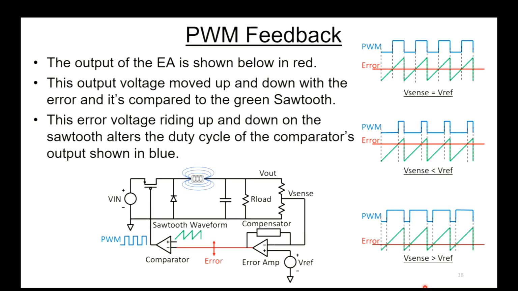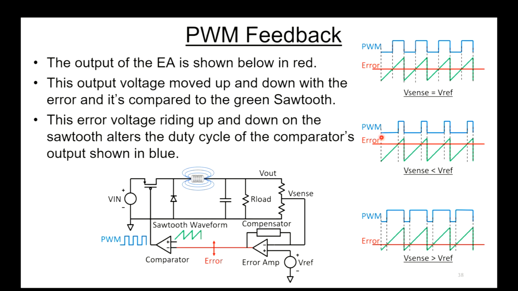So the output of the error amp is shown here in red, and it's going to move up and down with the error. And it's compared to this green sawtooth waveform. The arrow riding up and down on the sawtooth alters the duty cycle of the comparator, shown in blue. And I show three different examples over here. One is, let's say the error was right in the middle of the sawtooth waveform, and that might be when V sense is right where you want it, equals V ref. We might be getting a perfect 50% duty cycle there.